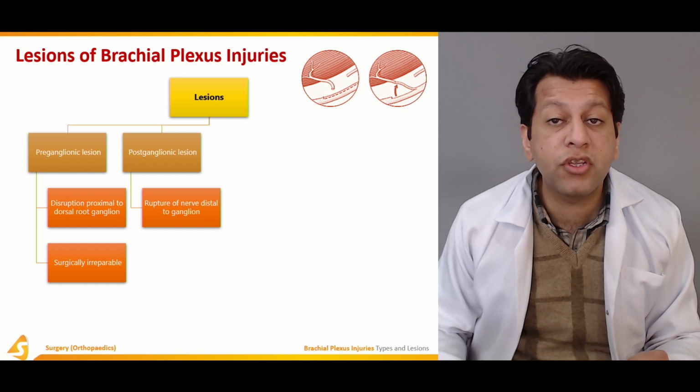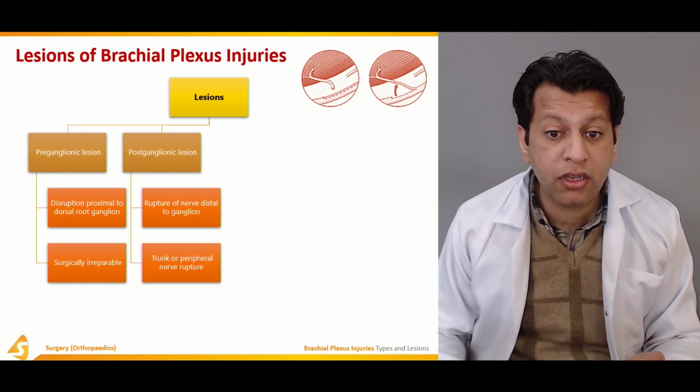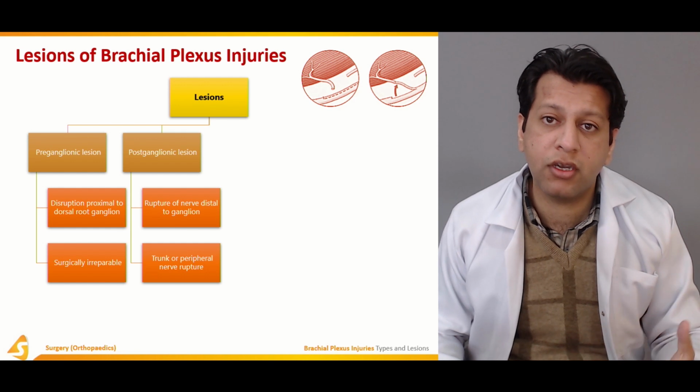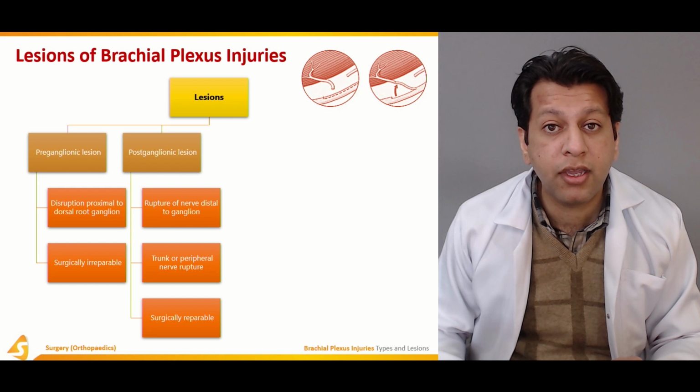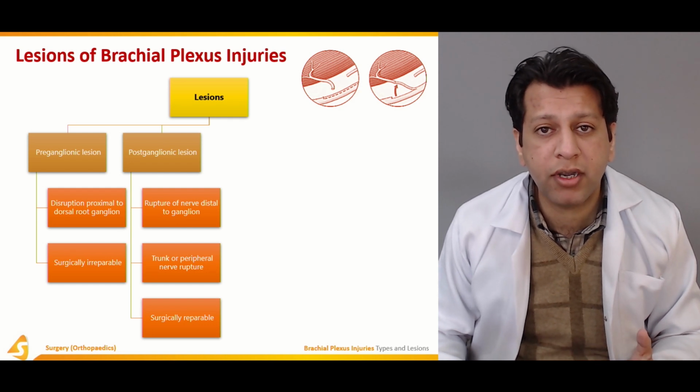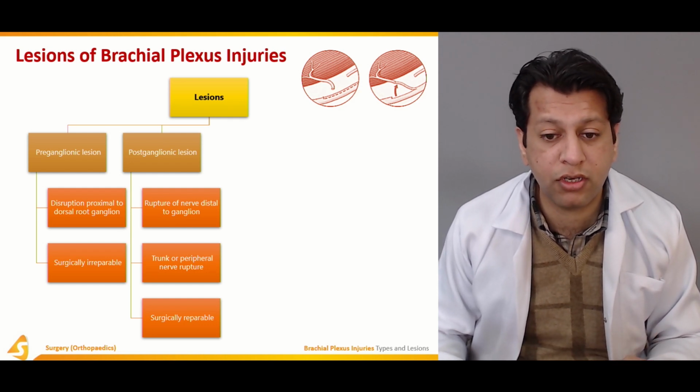It's a rupture of the nerve distal to the ganglion, and trunk or peripheral nerve rupture actually occurs at this level. It is usually surgically repairable, and that is why it has a relatively better prognosis as compared to a preganglionic lesion.